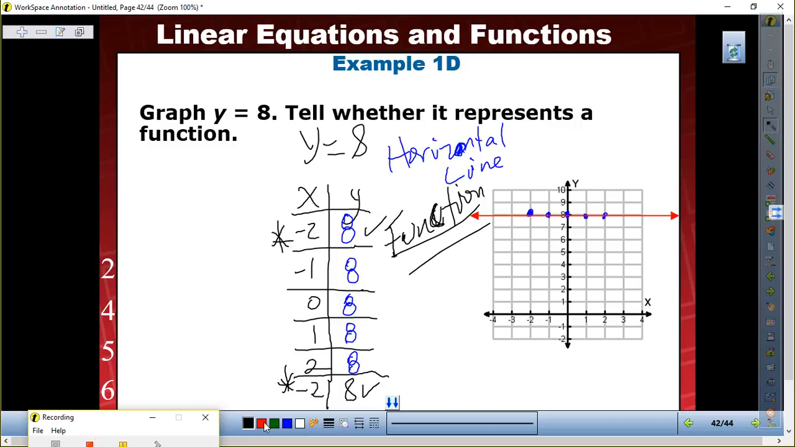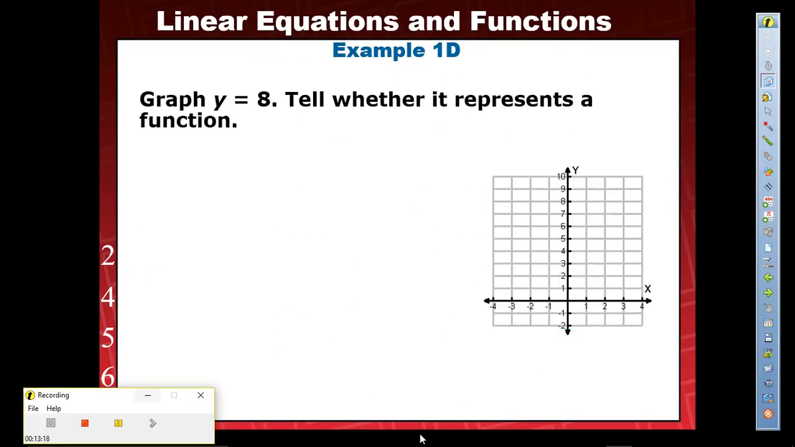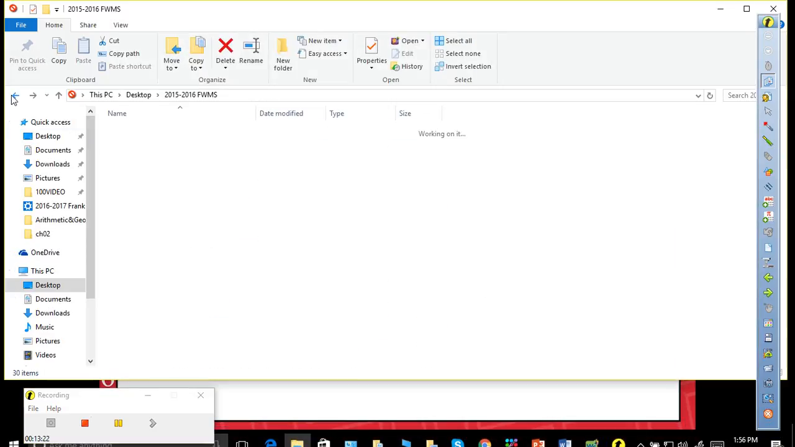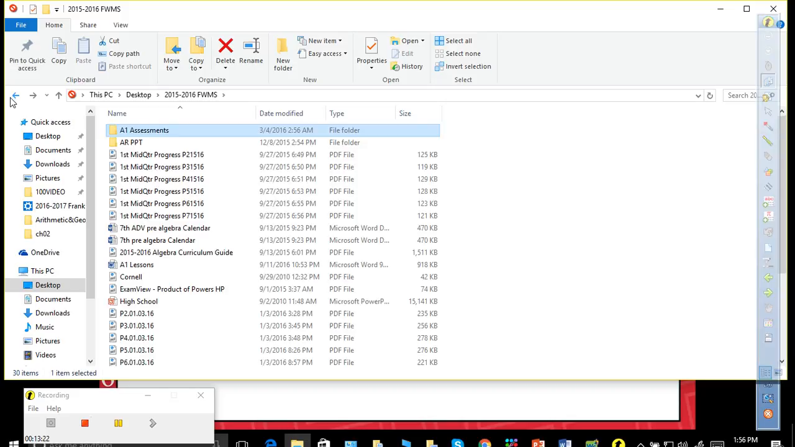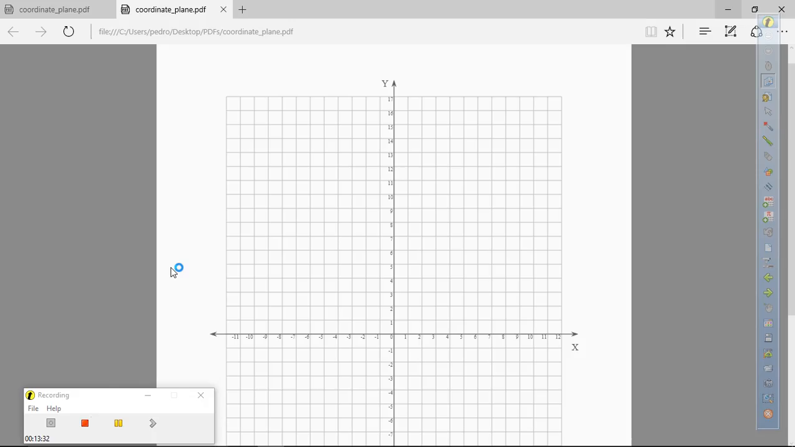Okay? Yes, it does. All right, graph me this next one. y equals -2 without using the table. Just get your ruler on the same one. Yeah. Give me a second. Let me get a coordinate plane. I got it. Here it is.